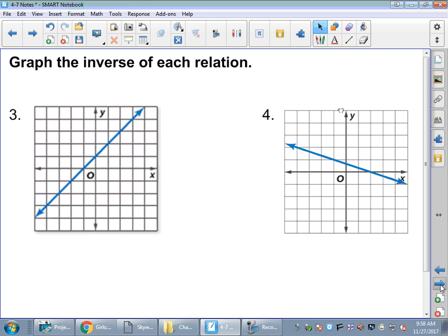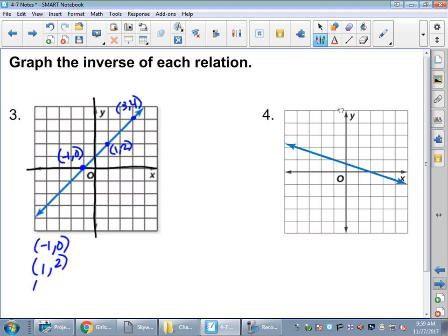When given a graph, if you remember, a graph is an infinite set of ordered pairs. So we have to switch all of these ordered pairs. If we just pick a couple and write down what they are, we can write down the reversed ordered pairs. So let's get 3. Remember, there's an infinite supply of ordered pairs here, so I just need a couple to guide me in graphing. This is my x-axis, this is my y-axis. This ordered pair here is 1, 2. This ordered pair here is -1, 0. And let's just go with this ordered pair right here, which is 3, 4. So I have my 3 ordered pairs: -1, 0; 1, 2; and 3, 4.